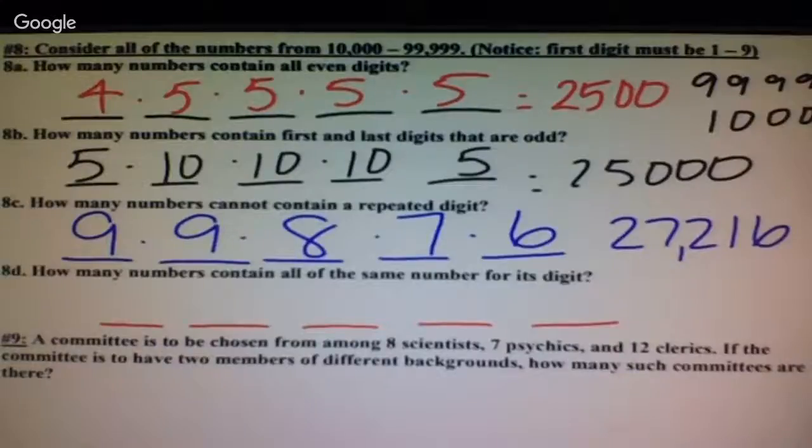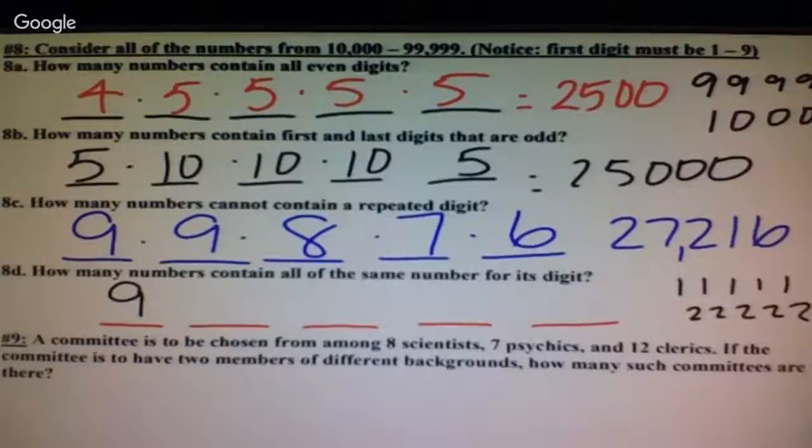Okay. How many numbers contain all the same number for its digit? So I want something like 1, 1, 1, 1, 1, or 2, 2, 2, 2, 2. So how many options do I have to fill in this first slot? 9.